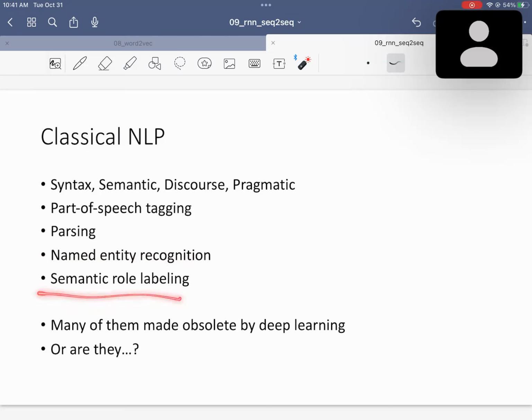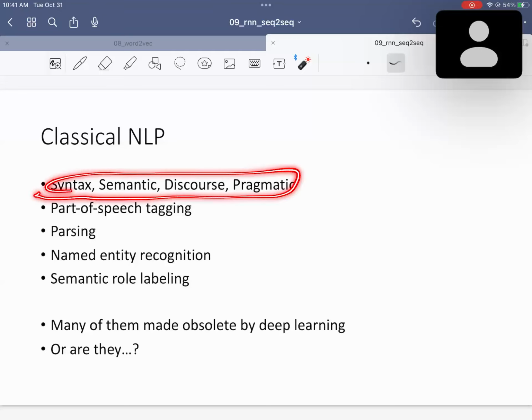Semantic role labeling is a little bit more abstract. It's a little bit more semantic. So all these worked in combination. You would use all these together on a single piece of text to extract as much information as possible.